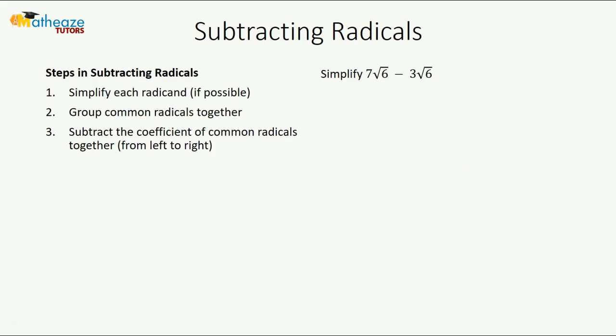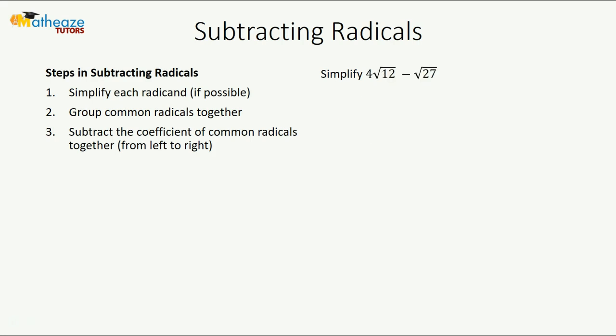Now let's look at subtracting radicals. We want to examine common terms first. So these have common terms. So when they have common terms, you just subtract the coefficients. 7 minus 3, square root of 6. That's going to give us 4 square root of 6.